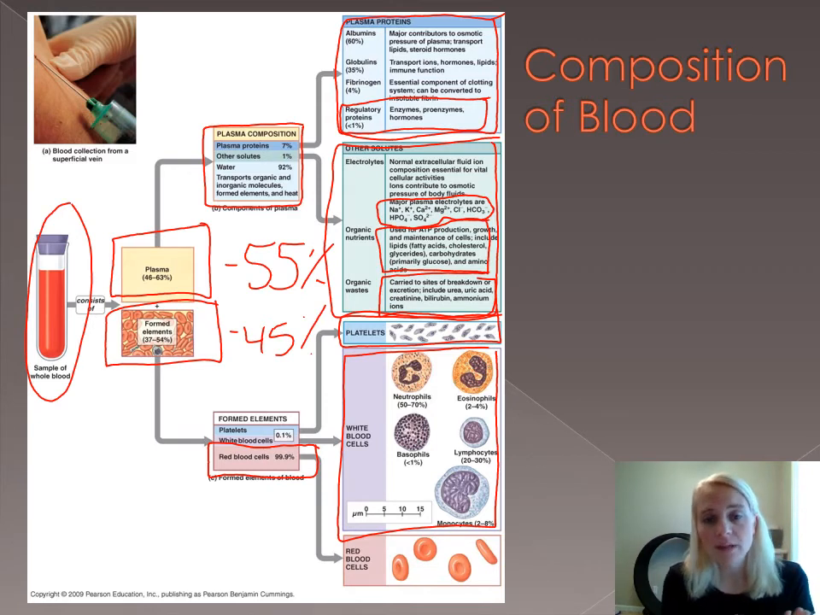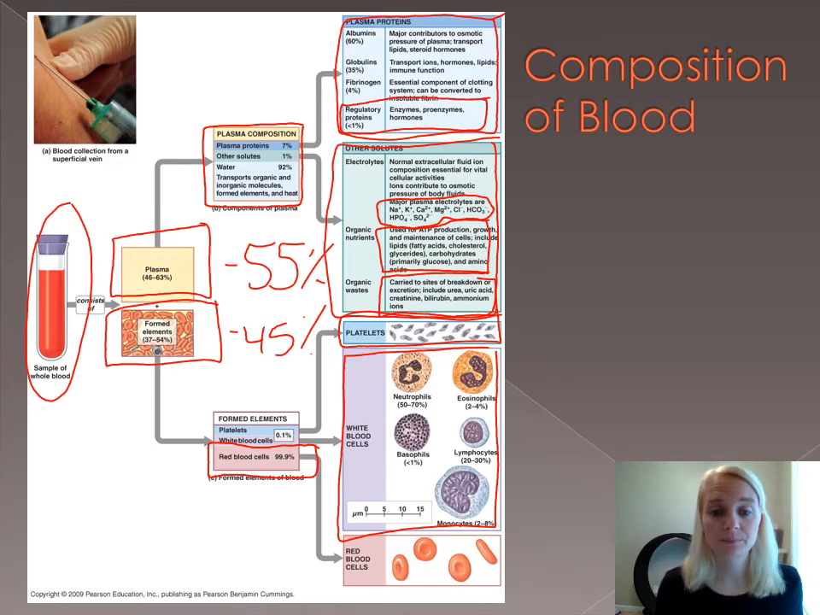It's your hormones and some enzymes like renin, right? Renin-angiotensin mechanism. So enzymes, proenzymes like the angiotensinogen, and hormones. These are what we call regulatory proteins. The other three are albumins, globulins, and fibrinogen, and so we can take a look at that in a little bit more detail.